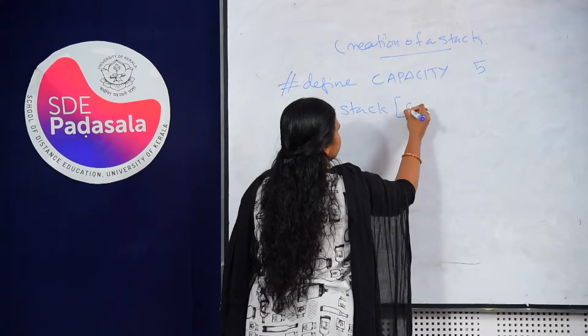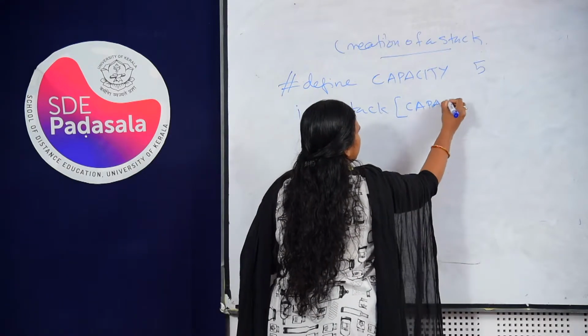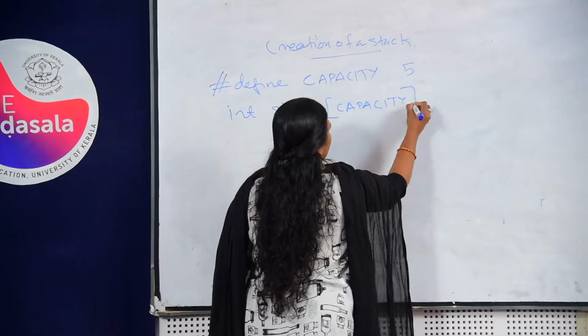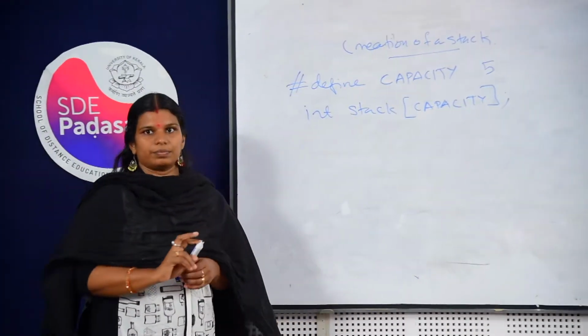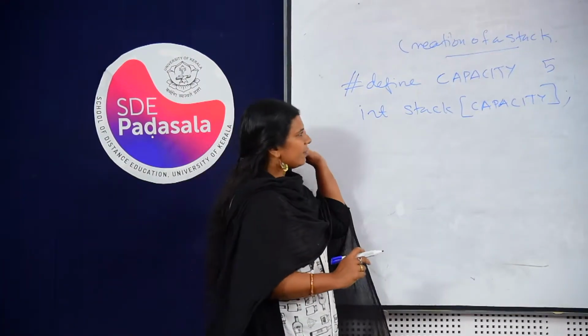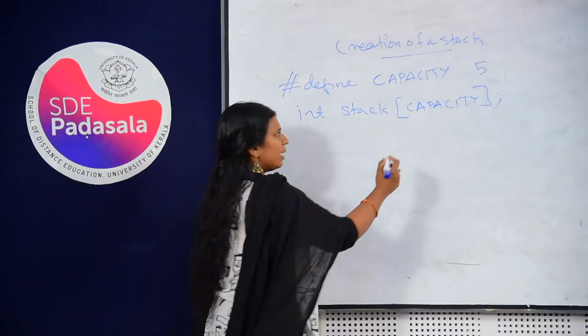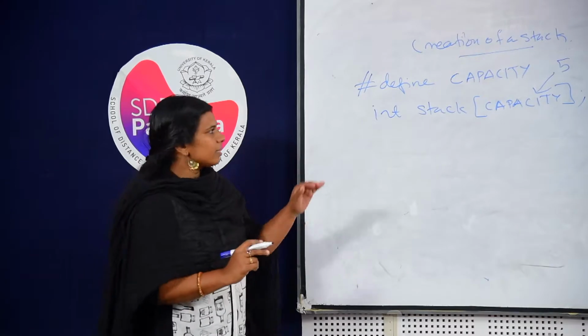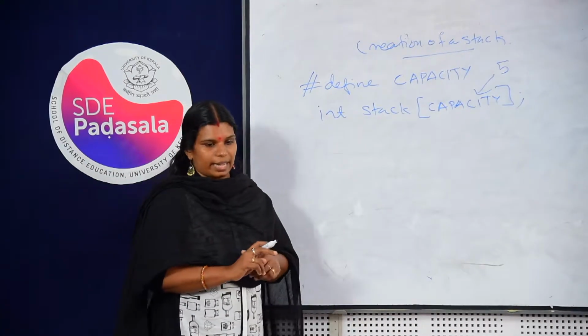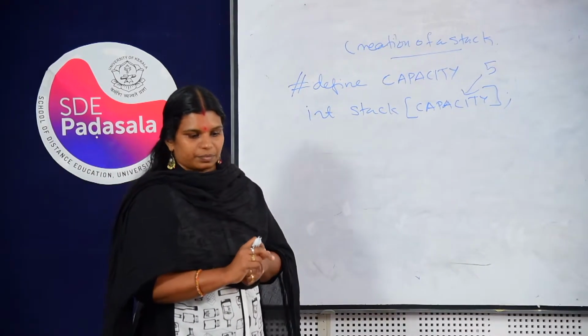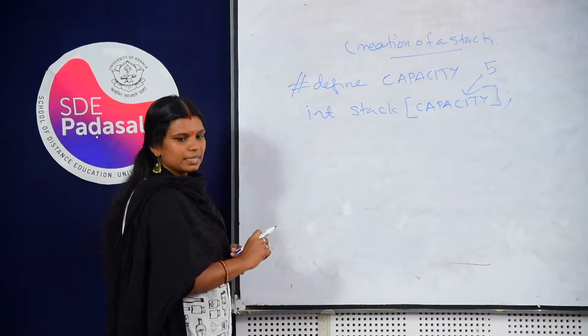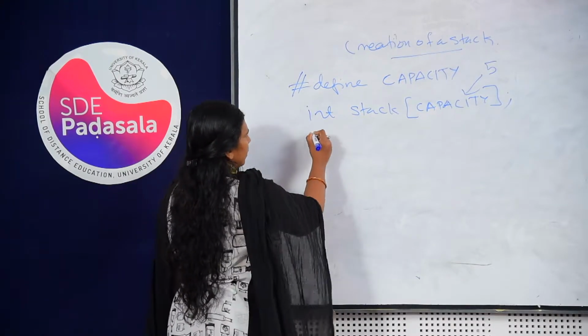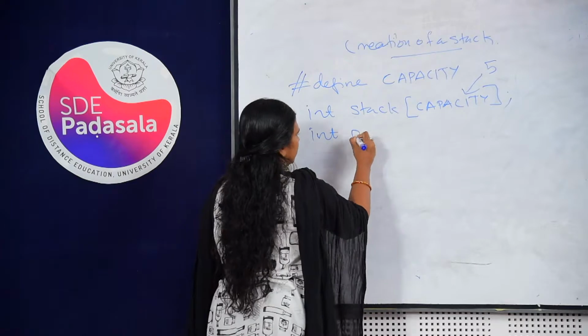It is an array and the array will hold the value 5. Whenever this instruction is executed, this 5 will come in place of capacity. This is the way we create a stack. Okay. Now we will discuss the pushing operation.